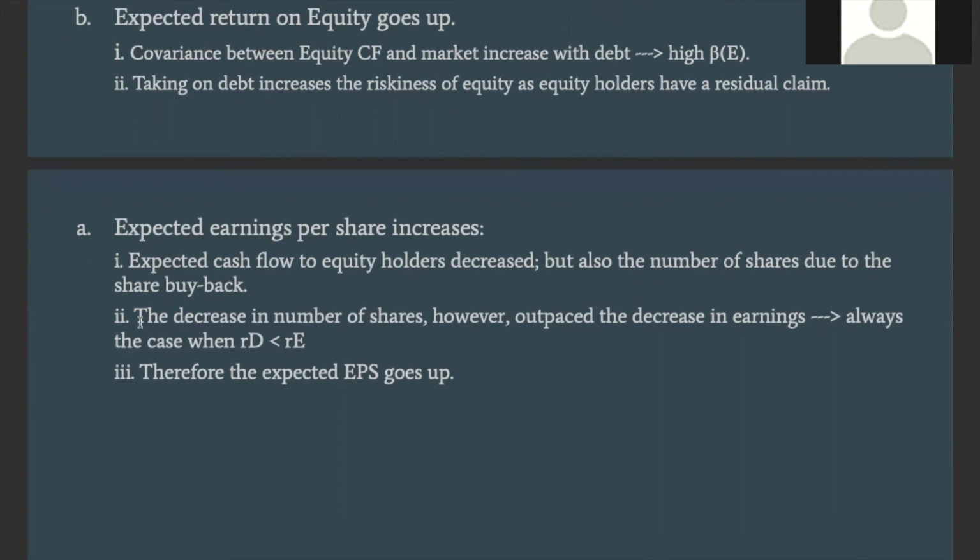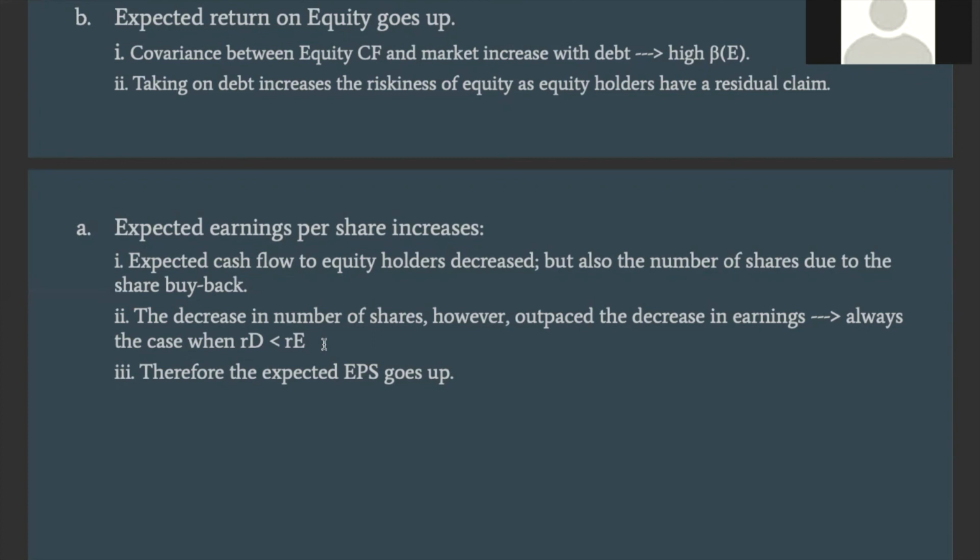In this specific case, it went up because the decrease in the number of shares was much higher, or outweighed the decrease in the cash flow to equity holders. And usually this is the case when the cost of debt is lower than the return on equity. Whenever the company is able to issue debt at a lower interest rate than the cost of equity, when they buy back the shares, they are able to buy back more shares than the decrease in cash flow for the equity holders. Because of this, the EPS goes up.